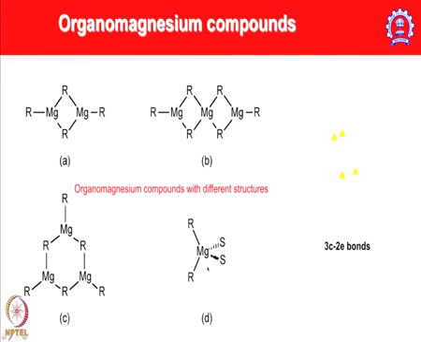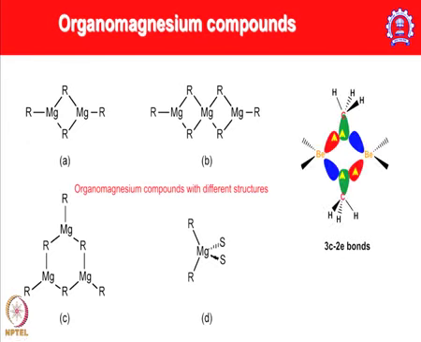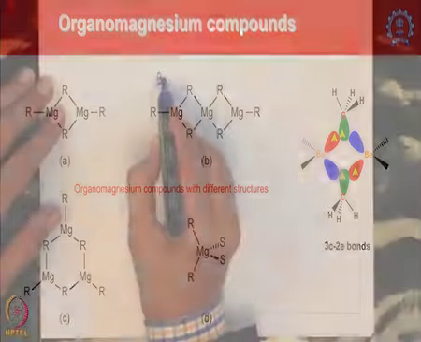And when we have this kind, they are essentially 3-centered 2-electron bonds. I will show you how 3-centered 2-electron bonds can be realized in case of beryllium carbon compounds or beryllium hydride compounds. I am taking here the dimethyl beryllium compound.